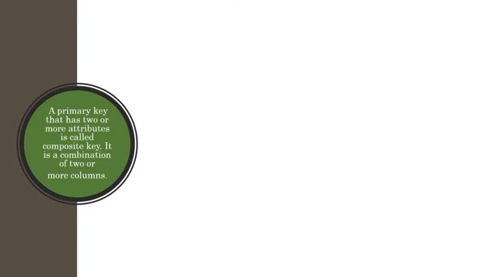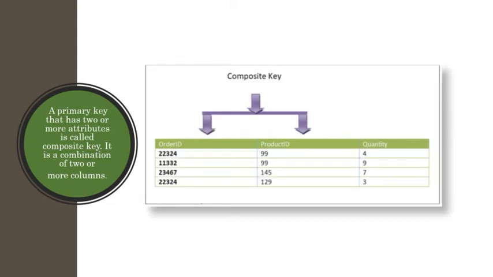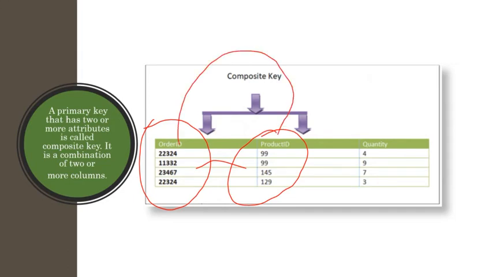And let's see the composite key. What does it mean? It is a primary key that has 2 or more attributes. Okay, so you can see the order ID and product ID. By seeing only the order ID, we cannot say which product has been ordered. So to know the total order, the order detail, we need to know the product ID as well. So these 2 IDs combined create one key that is called a composite key.